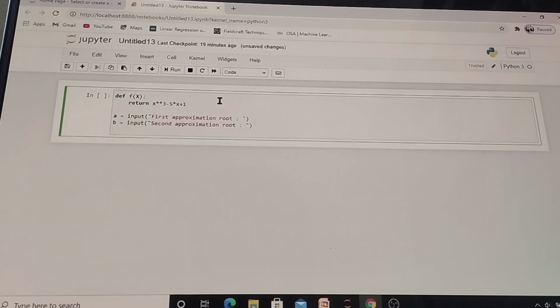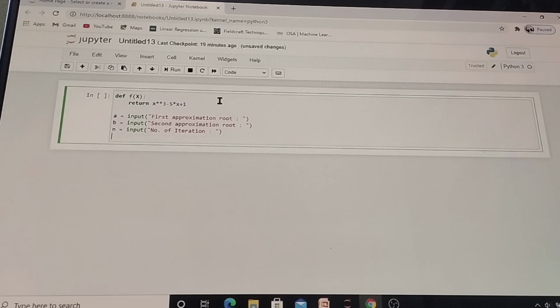Now the first question was about the number of iterations, that it should go for 5 iterations. So I will have one more input, that is the number of iterations, that is how many iterations you want. So again we need to take it as input. So that is the number of iterations. This is the input we have taken.